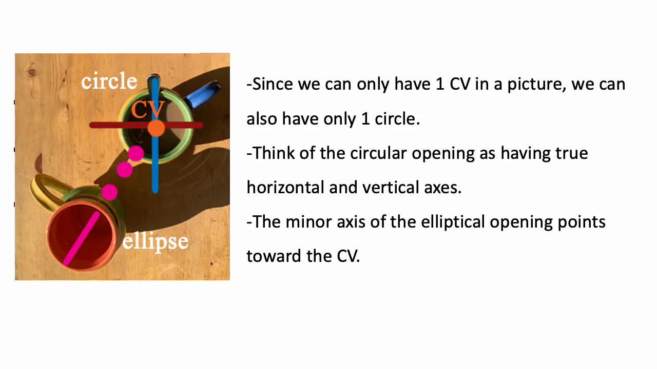Since we can only have one center of vision in our picture, that means we can only have one circle. So this coffee cup is a circular opening, meaning that the center of vision is in its center, and it has the true horizontal and vertical lines. Now this coffee cup is elliptical, and one of its axes is pointing toward the CV, but as I will tell you in the next video, it's actually pointing toward the nadir, which is below the center of vision.